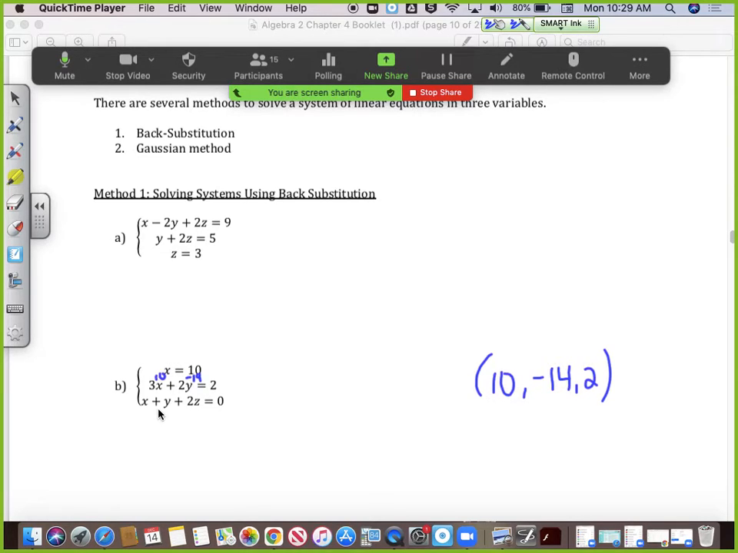3 times 10 is 30. 2 times negative 14 is negative 28. 30 plus negative 28 is 2. So that one works. The next one, 10 in for x, negative 14 in for y, and 2 for z.